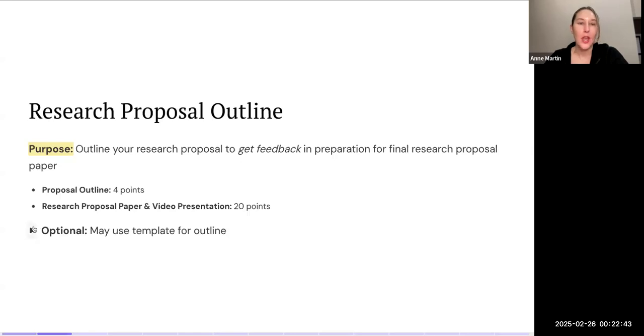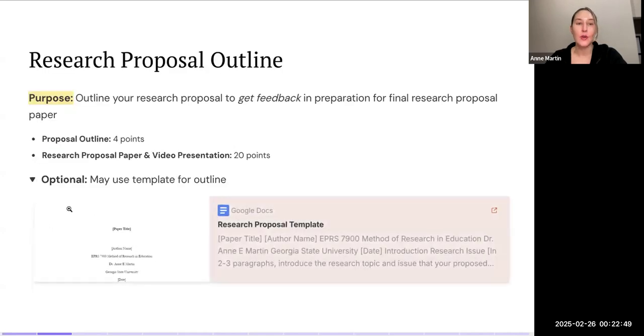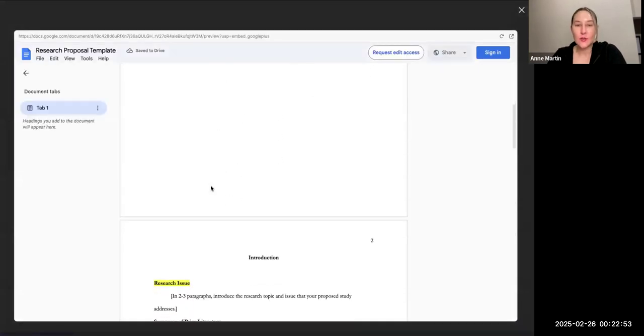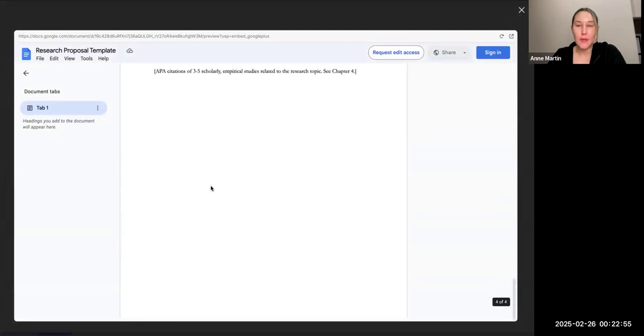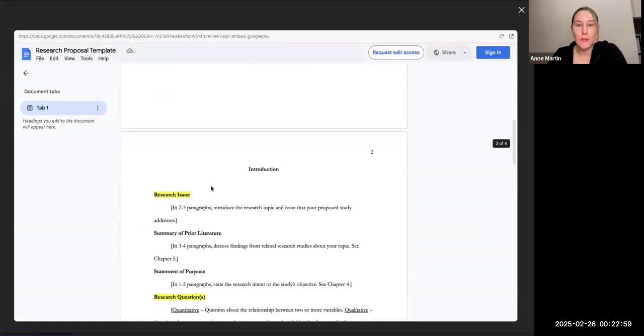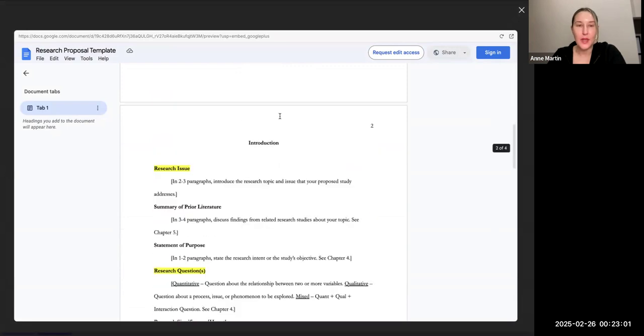So this is for you to start thinking about it, get some feedback from me before you start working on your final paper. So for the proposal outline, you may use the template. This is the template that you can use for your final paper. And this is what it looks like. It has all of the required components. And so this is available in iCollege.